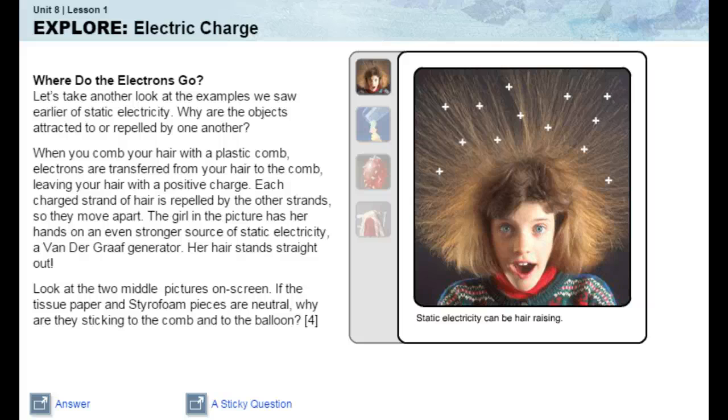The girl in the picture has her hand on an even stronger source of static electricity, the Van de Graaff generator. Her hair stands straight out.